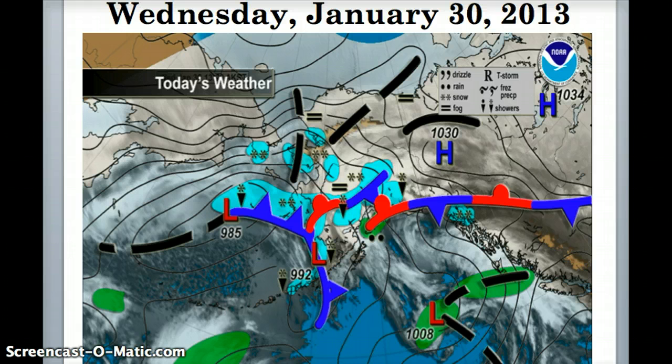This would begin our first weather map for my first day of observation on Wednesday, January 30th, 2013. As you can see, I am located in the south central area of Alaska. This is right at the top of Cook Inlet on the map. It's obviously a blown-up view of the map, but what you can see is a warm front coming in from the south and a cold front coming in from the north.